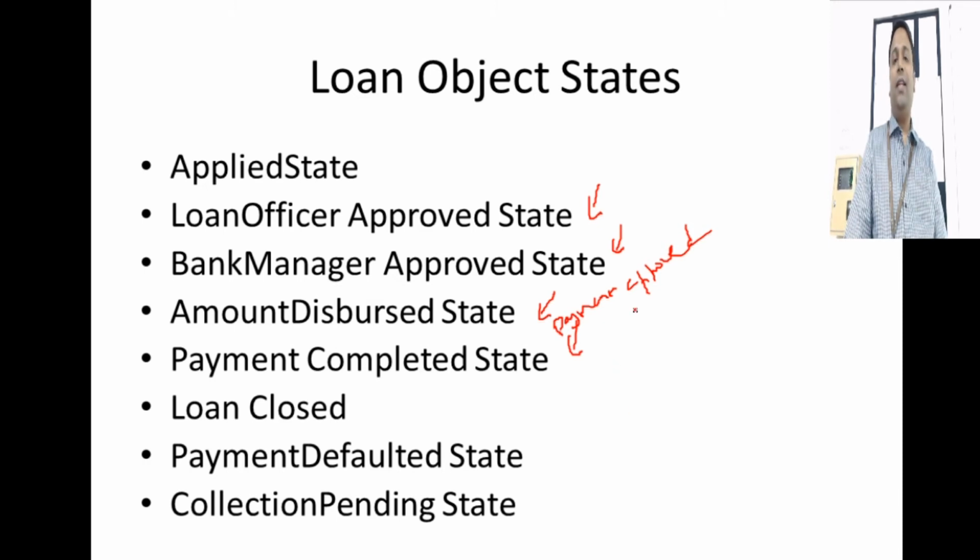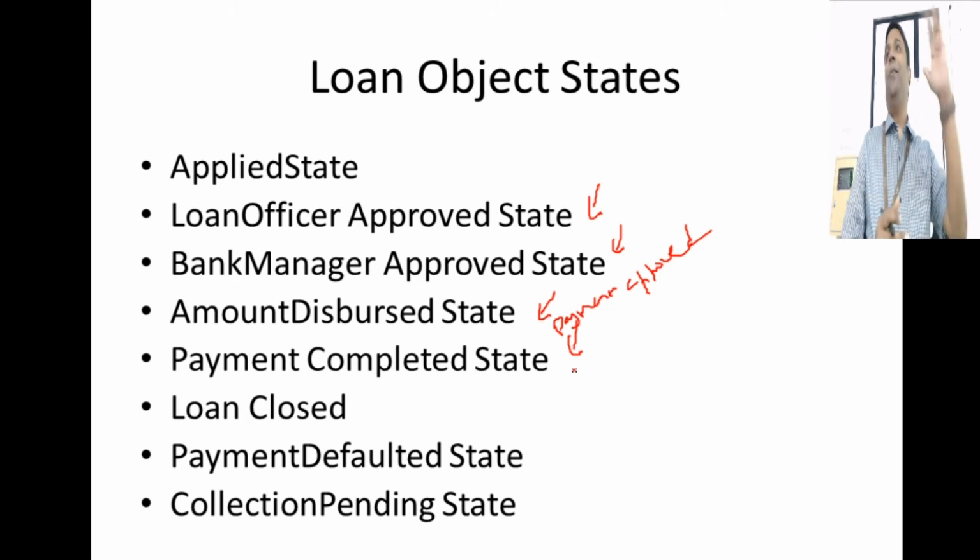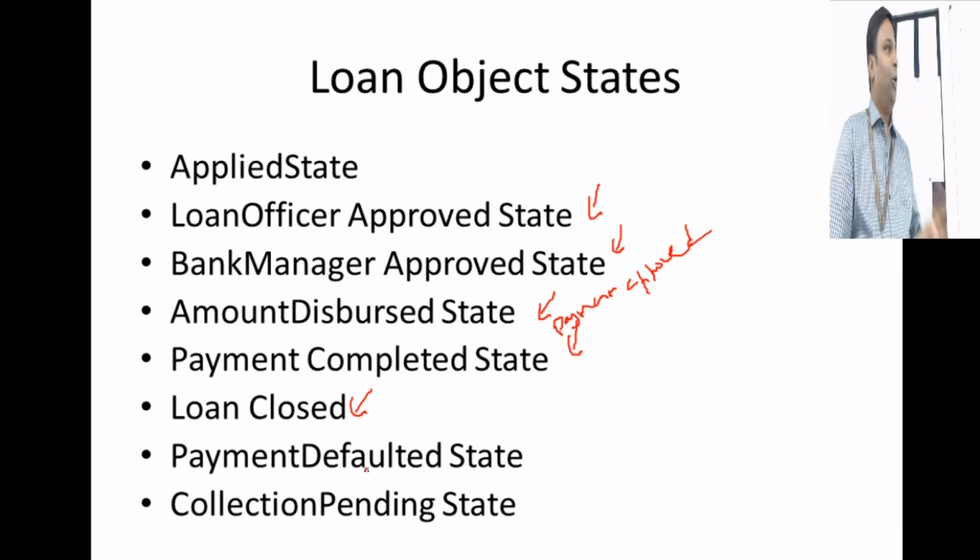Once that is done, this person is going to make the payments and the loan goes to the payment completed state. Let's think of a very good person who pays all the installments. So from payment approved, it goes to payment completed. Once he finishes all his payments, the loan will go to the loan closed state. We'll close the loan for him. That's it. That's the final state.